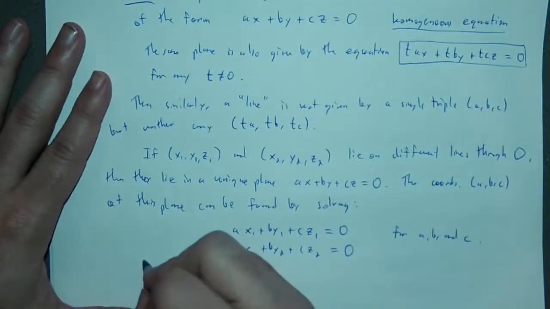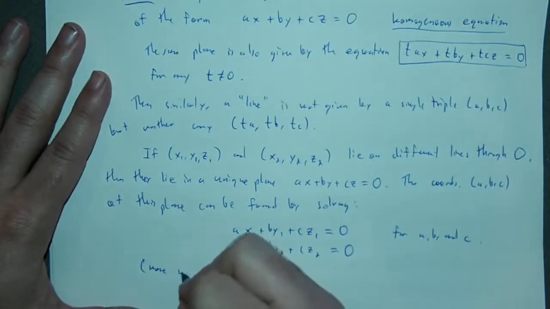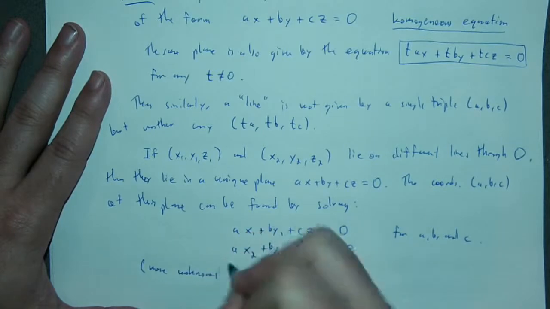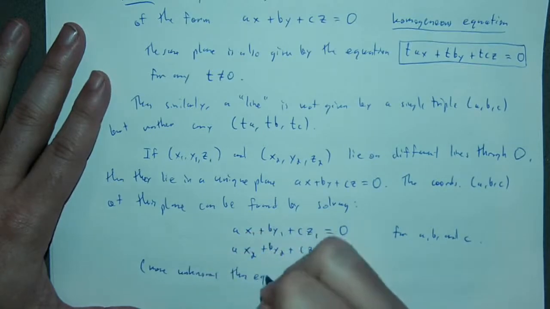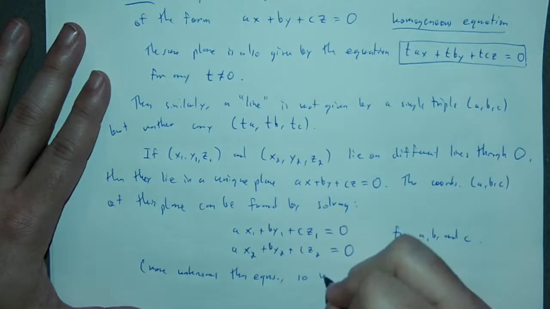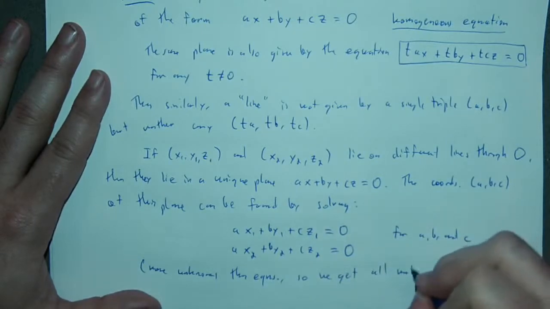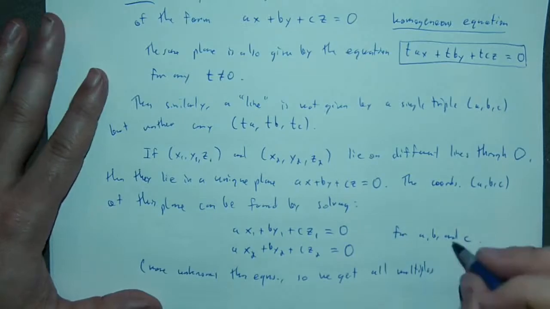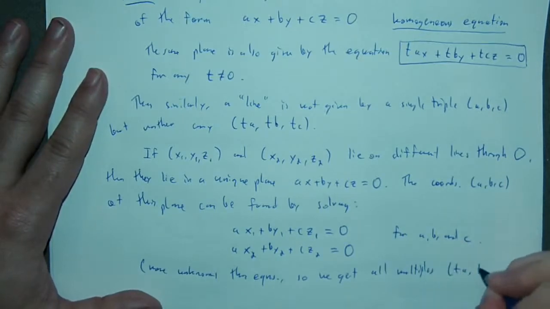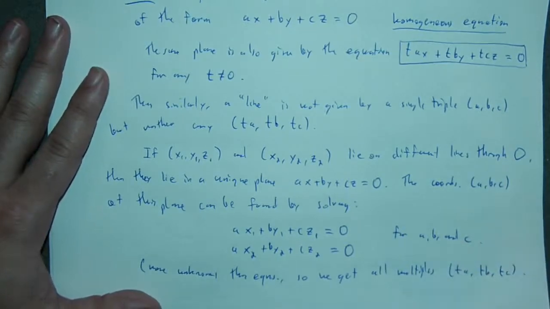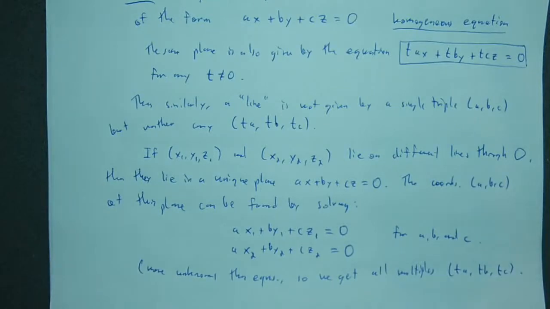That's going to be all the multiples, right? So more unknowns than equations. So we get all multiples TA, TB, and TC.